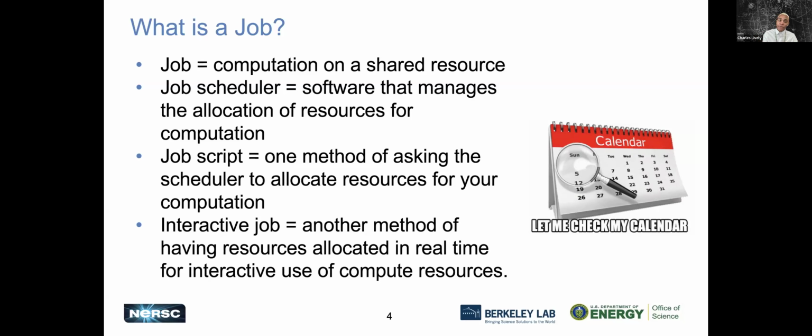Then you can have different types of jobs, such as an interactive job or a batch job. An interactive job means that you are getting those resources allocated in real time for you to use interactively, so you can think of it as doing science interactively. A batch job is where you submit it and you wait for it to finally execute.